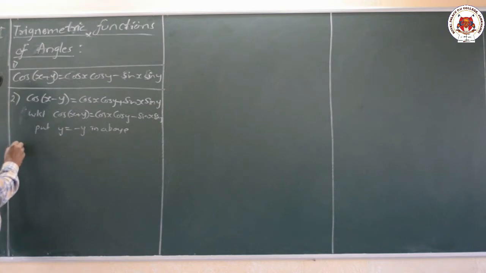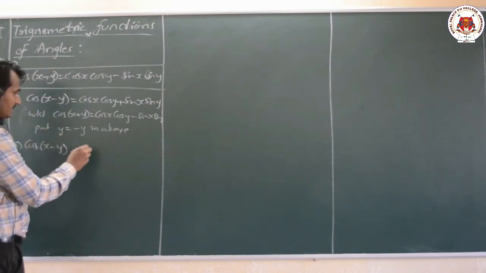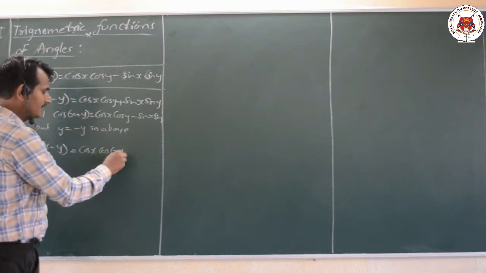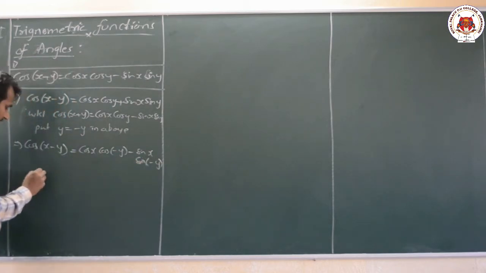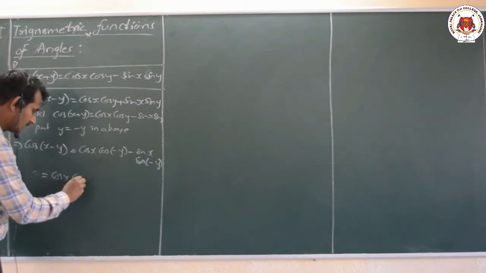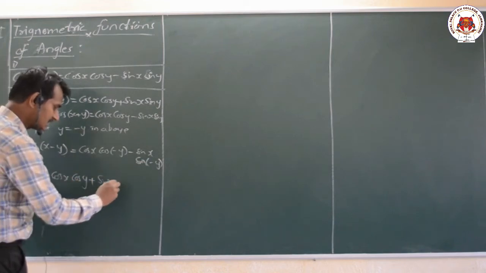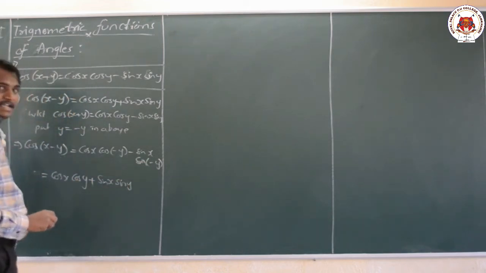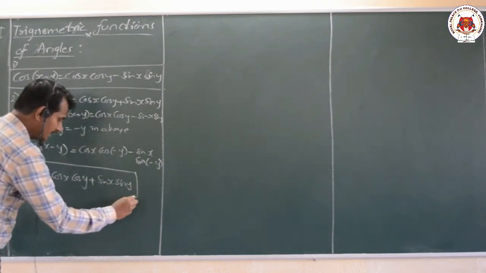formula. So that implies cos of x minus y equals, in the place of y we put minus y, cos x cos of minus y minus sin x into sin of minus y. That means cos x cos of minus theta, which is cos theta itself, cos y, then minus sin x sin of minus theta, which is minus sin theta, so minus minus becomes plus, sin y. So ultimately we get cos of x minus y, and that itself is our required result.